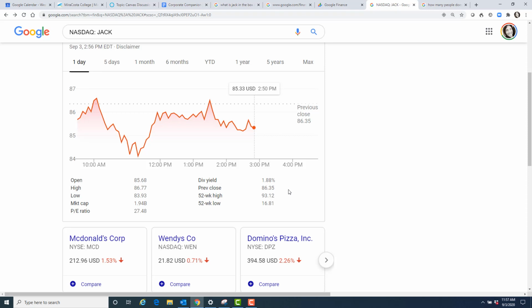If you're an investor looking to invest in the fast food industry and you're comparing McDonald's and Jack in the Box and others, you would want to pick the company with the lowest price to earnings ratio, because that means you're getting a better buy based on the actual earnings of the company. So here's Jack in the Box at 27.48 price to earnings ratio.